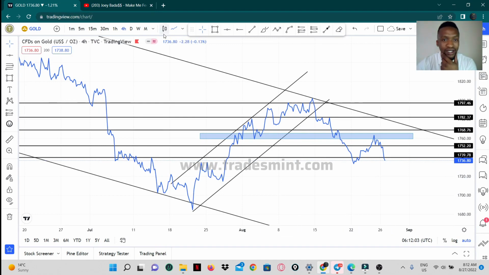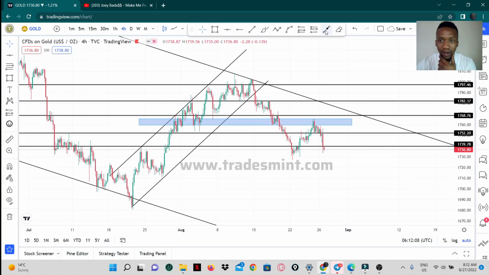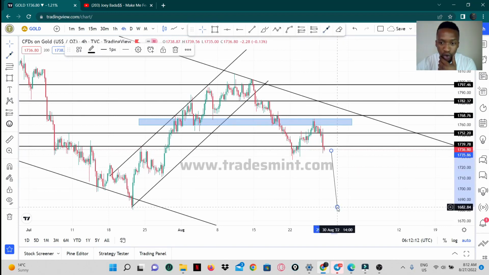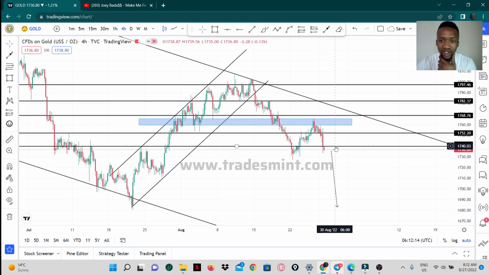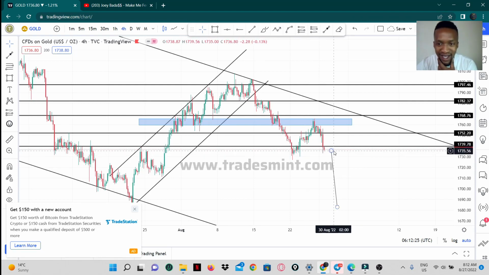So at this point in time, looking at gold, gold is still giving me further selling opportunities. For as long as we're still below this level that you see over here, we're still looking for further selling opportunities. The reason why I'm saying for as long as we're still below this level is because this level is currently acting as a resistance.